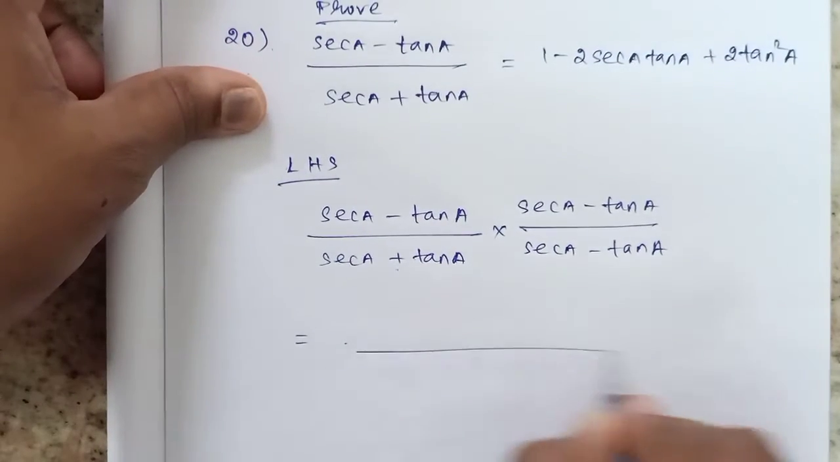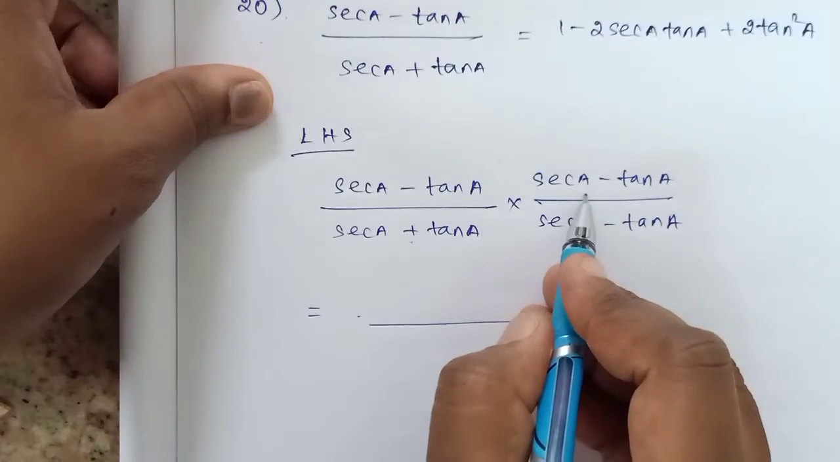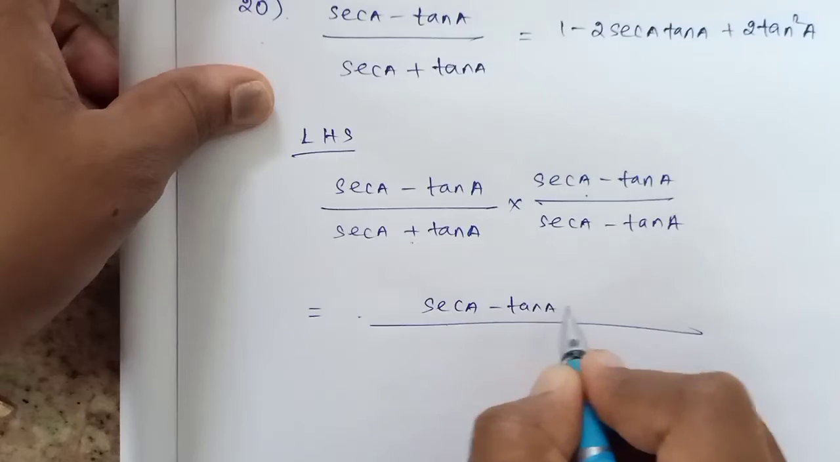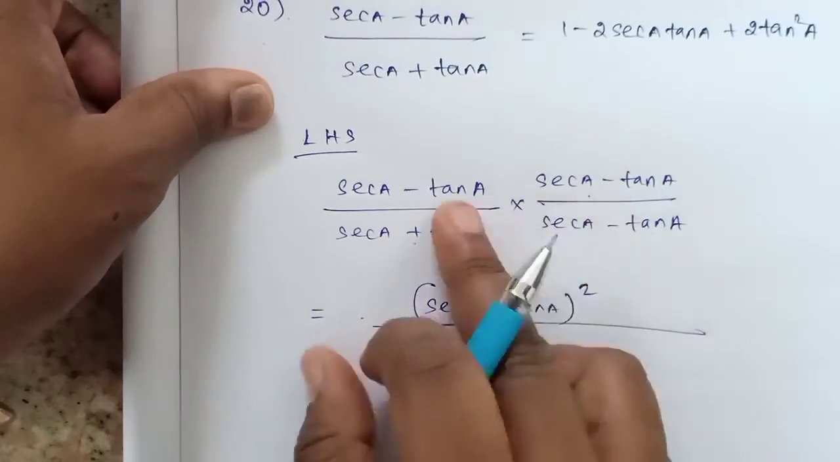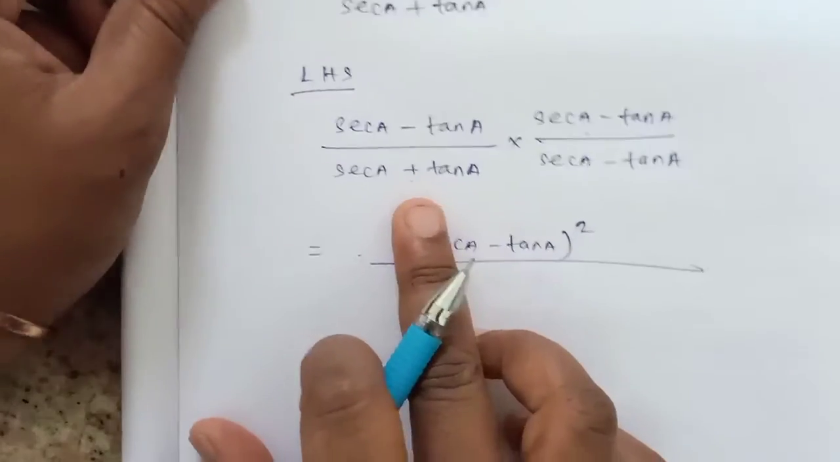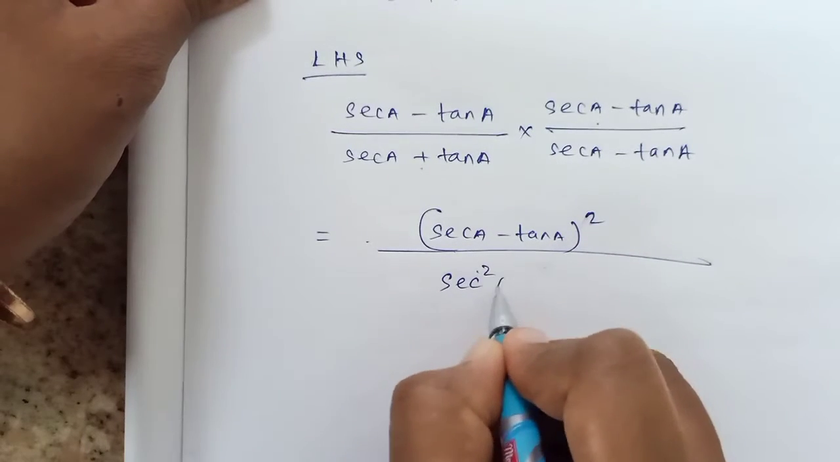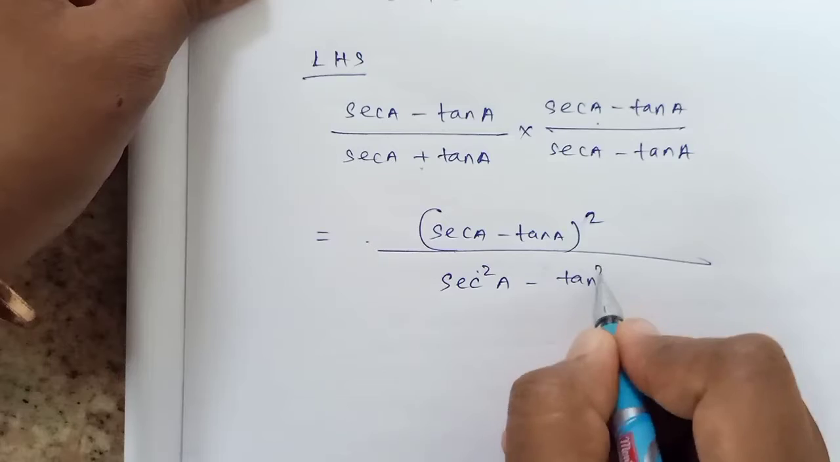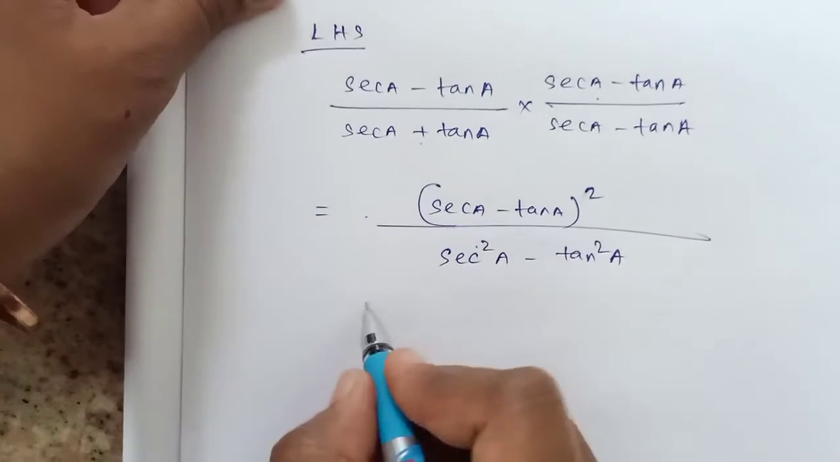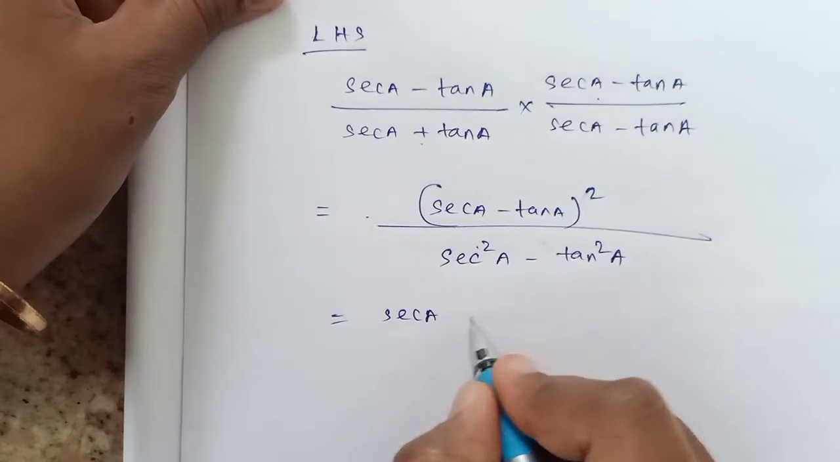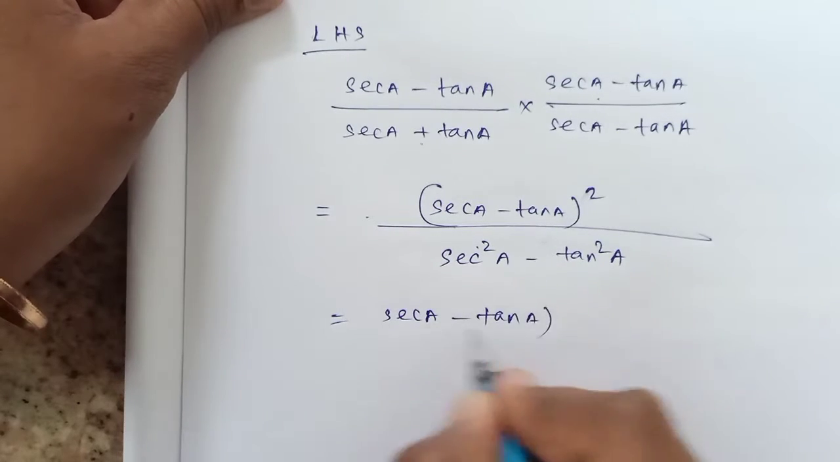The numerator is of the form x into x, which means x square. So secant A minus tan A the whole square. The same term repeated means the whole square. The denominator, a plus b into a minus b, means a square minus b square. So secant square A minus tan square A, and this value is 1. Anything by 1 is the same thing. So secant A minus tan A the whole square.